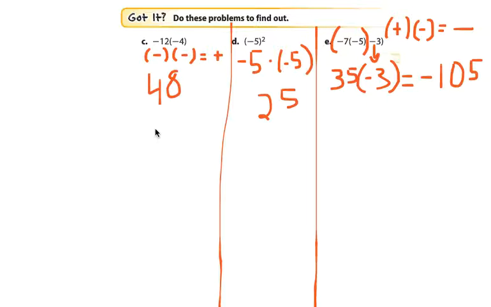So 48, 25, and negative 105. So really, if you want to think of some kind of rule, if you got 3 negatives, or if you have an odd number of negatives, your answer will be negative. If you have an even number of negatives, your answer will be positive. Okay? So if we added another negative to this pile, our answer would have ended up a positive answer.